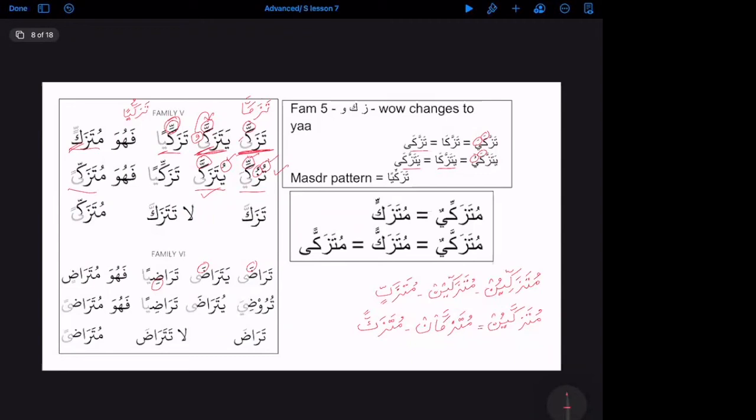And then the amr will be tazakka. The ta has its own sound, so you don't need the helping alif here. So it stays as it is, tazakka, and it's also family 5. And then amr with tazakka, and nahi will be la tatazakka, and the zarf will be mutazakkan, same as before.